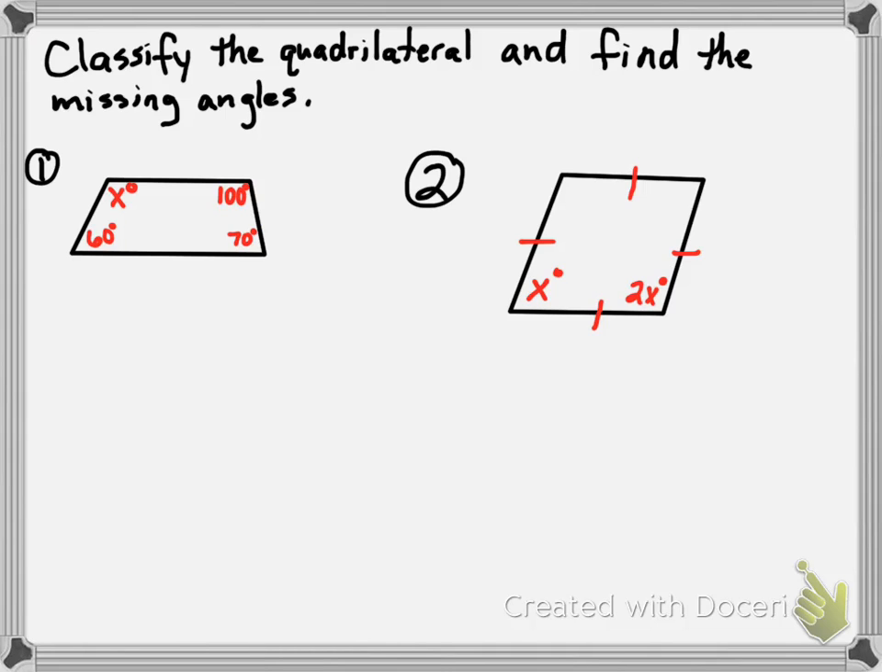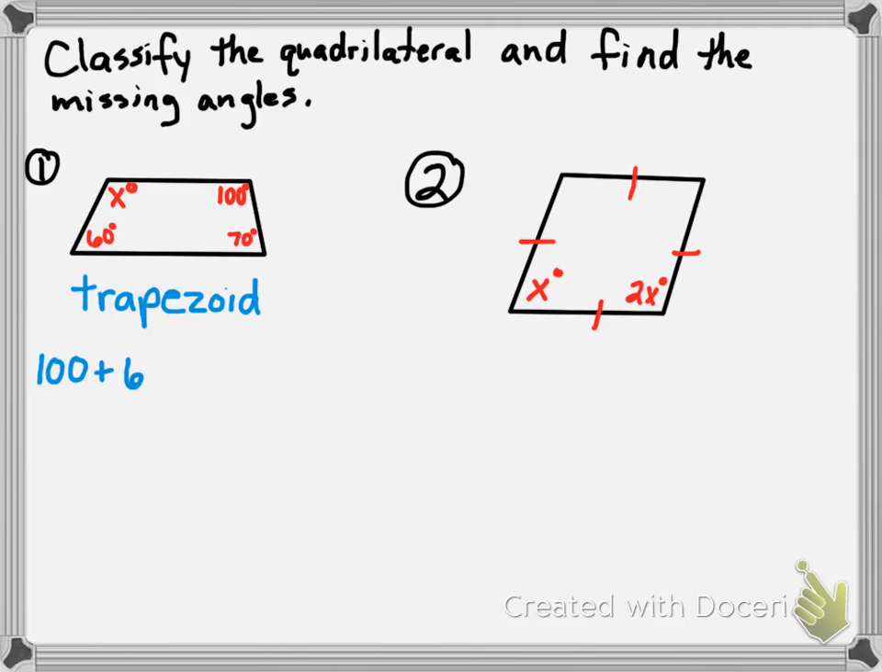Alright, so for the first one, I can see that this is a trapezoid because it has one pair of parallel sides. Okay, the left and the right are not parallel, but the top and the bottom are. So this is a trapezoid. Then I've got to find the missing angle. Well, what do I know about all quadrilaterals? All four angles add up to 360. So that's what I'm going to do.